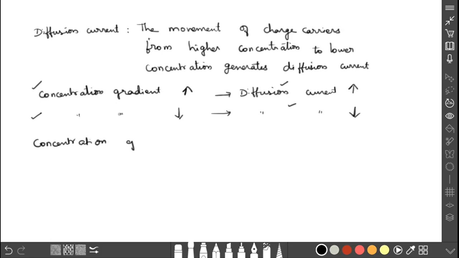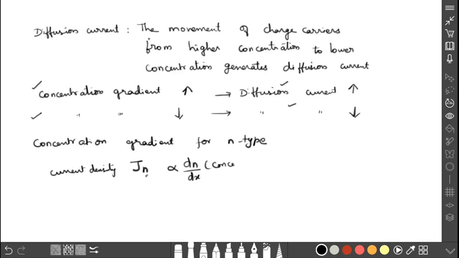Now I am going to write the concentration gradient for N-type semiconductor. Here Jn, what is Jn? Jn is current density due to electrons, N represents electrons, which is proportional to dN by dx. What is dN by dx? That is nothing but concentration gradient. So this is what I have mentioned here: the diffusion current depends upon the concentration gradient. So the current density Jn is proportional to dN by dx.